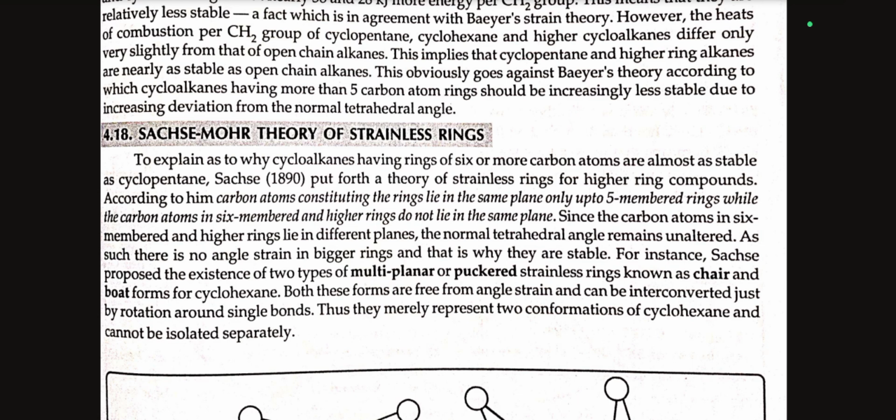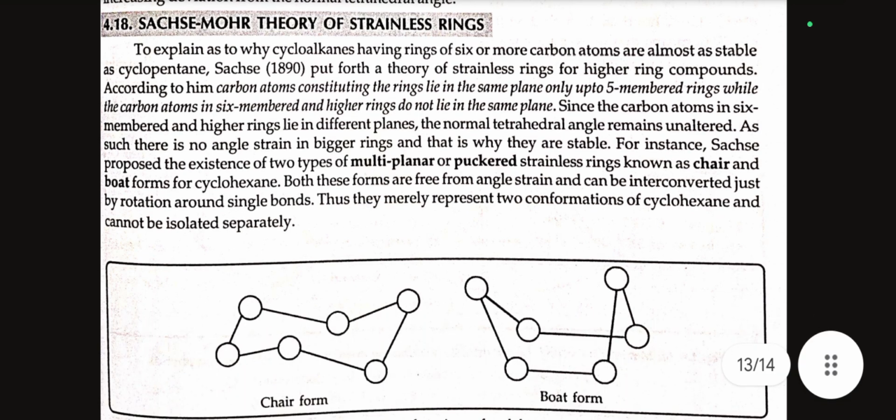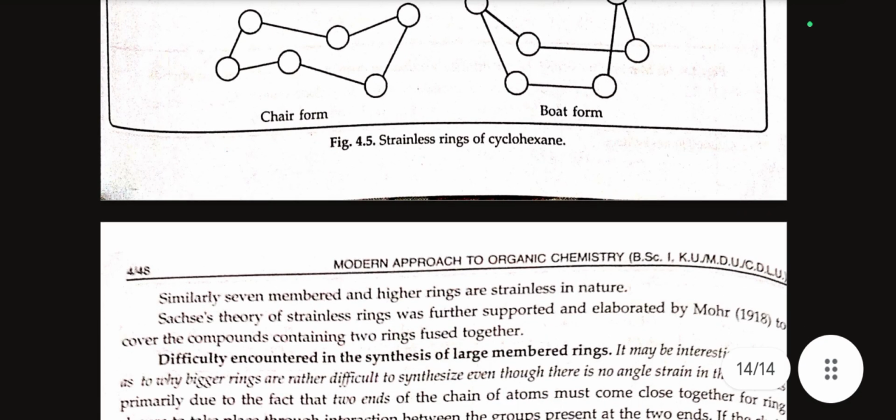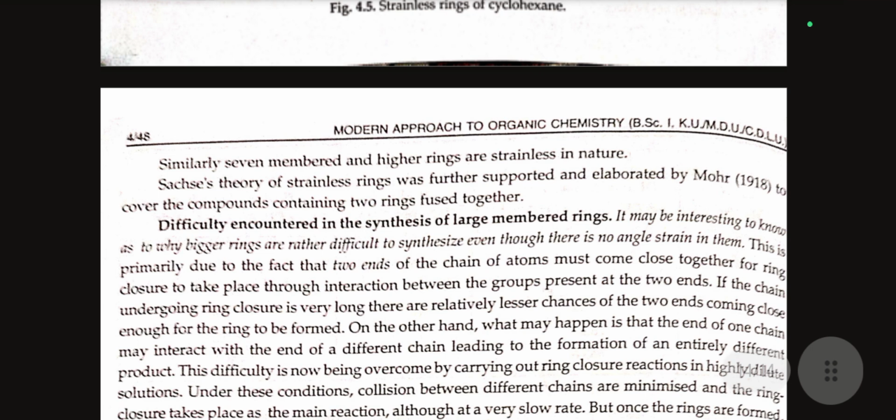For instance, Sachse proposed the existence of two types of multiplanar or puckered strainless rings known as chair and boat forms for cyclohexane. Both these forms are free from angle strain and can be interconverted just by rotating around single bonds. Difficulty encountered in the synthesis of large-membered rings: it may be interesting to know why bigger rings are rather difficult to synthesize even though there is no angle strain in them.